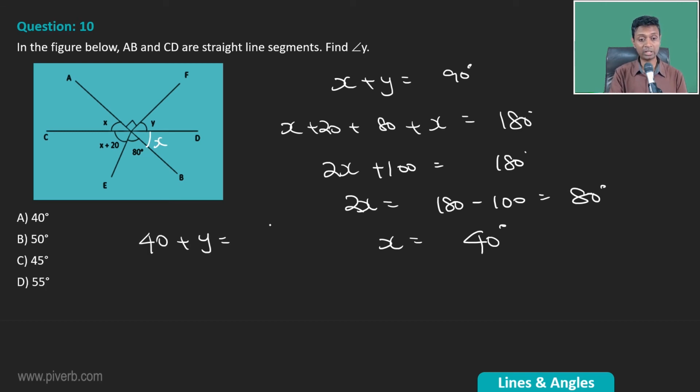40 plus Y is 90 degrees. 40 plus what is 90? Y should be 50 degrees.